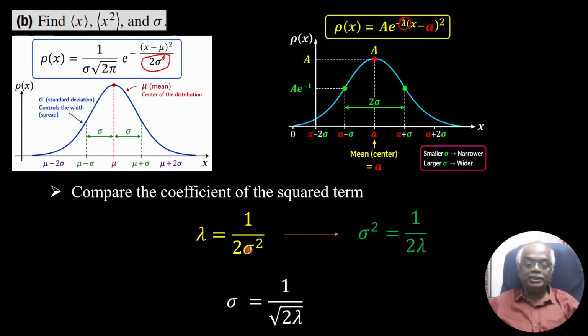That means, you swap this term, sigma squared is equal to 1 over 2 lambda. Then what is sigma? You just take the square root of this term. That is 1 over square root of 2 lambda. So just without doing any integration, just by comparing the Gaussian curve, we obtain the standard deviation.